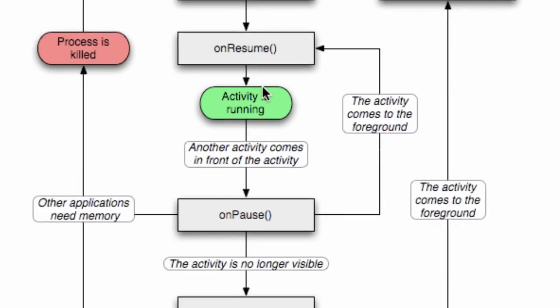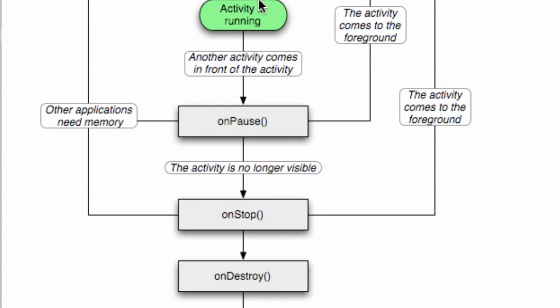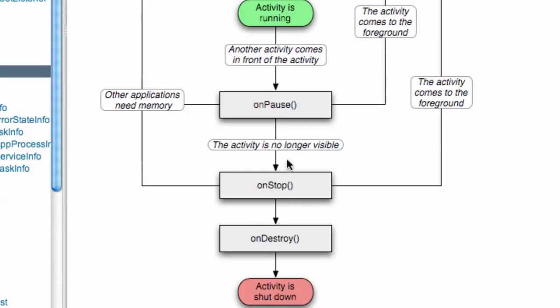Now, if our activity is running and we get a text message, or for example, if our splash activity starts a new activity, the splash activity is going to go through an onPause and, when it's no longer visible, it's going to call an onStop method. So basically the most important one is the onPause, but if our activity gets shut down, it's going to call the onPause, onStop, and onDestroy.